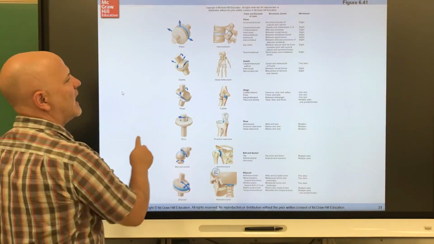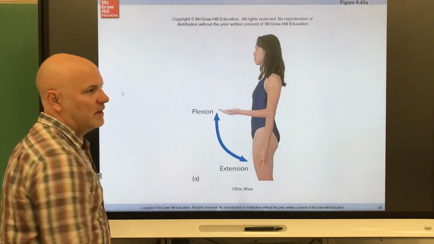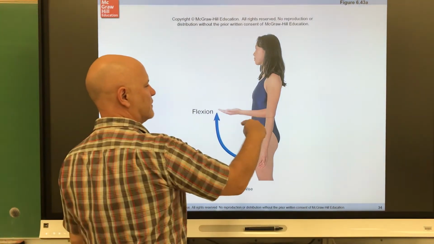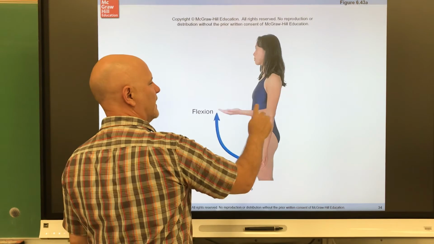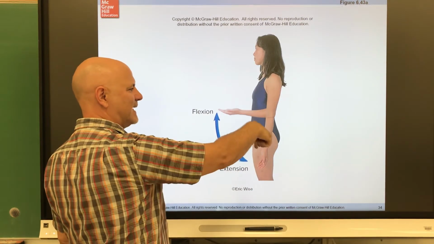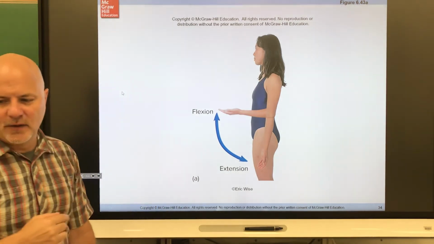All right, let's look at types of synovial movements. So the first is a flexion. A flexion is a decrease in a joint angle. So she's bringing her arm up. That's a flexion there, a decrease in joint angle. When she brings her arm back down, that's an extension. That's an increase in joint angle.